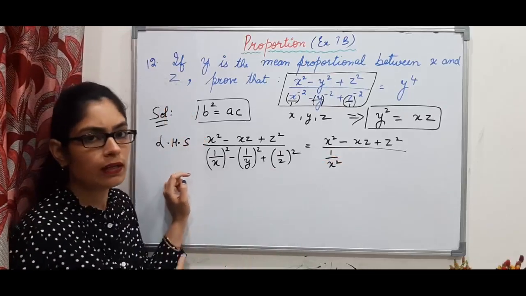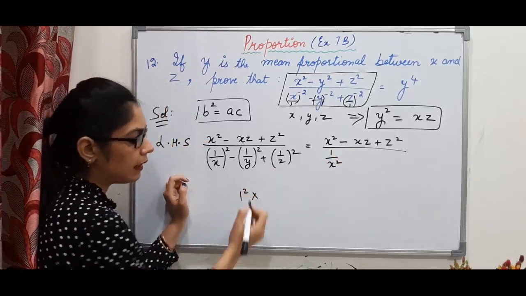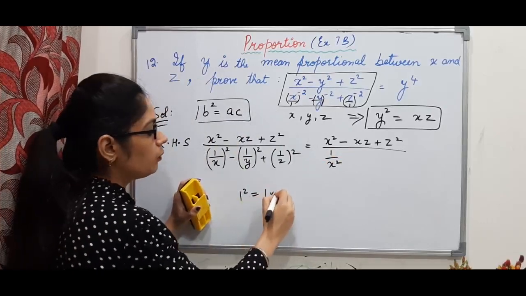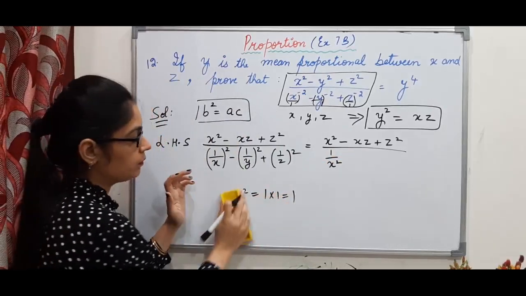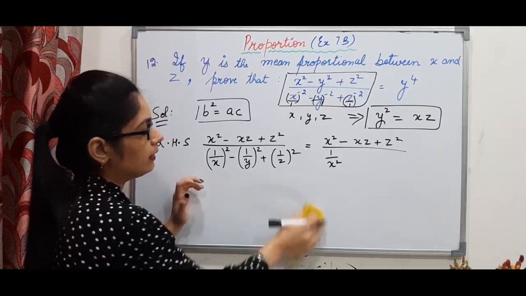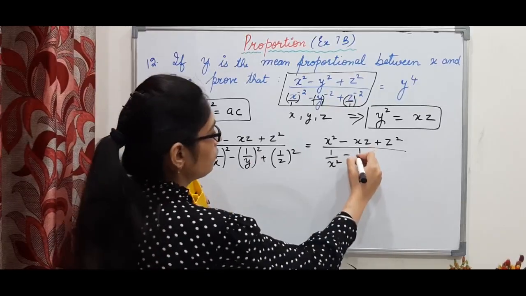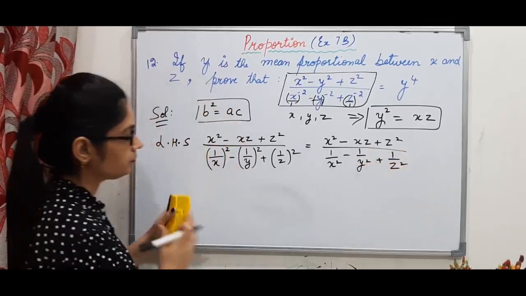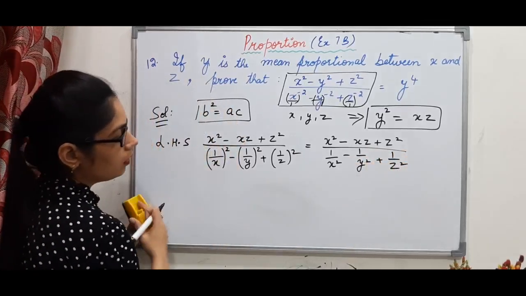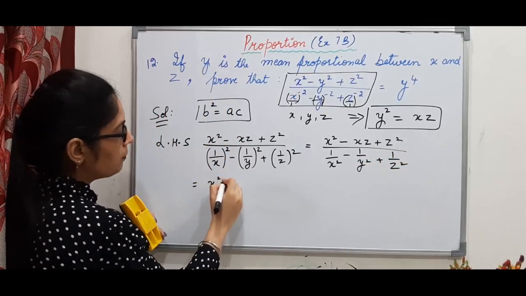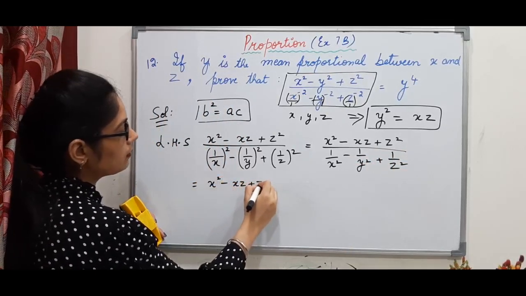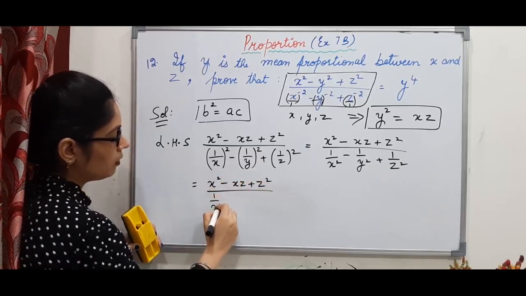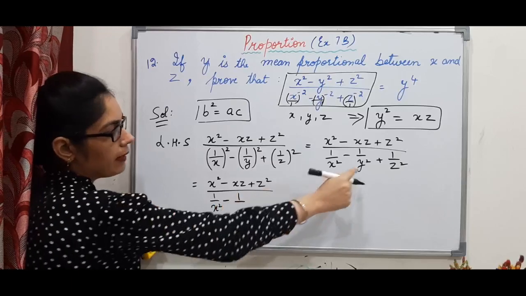Because 1 square is 1. If you multiply it 100 times also, it will give you 1 as the answer. So 1 square is also 1 into 1, that is 1. So that is why directly I have written it as 1 minus 1 by y square plus 1 by z square. X square minus xz plus z square upon 1 by x square minus 1 by y square.